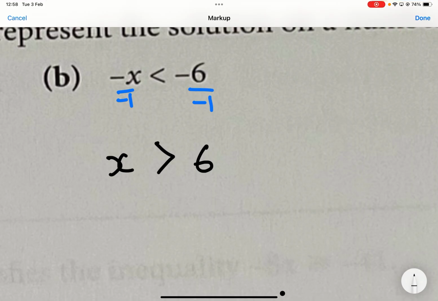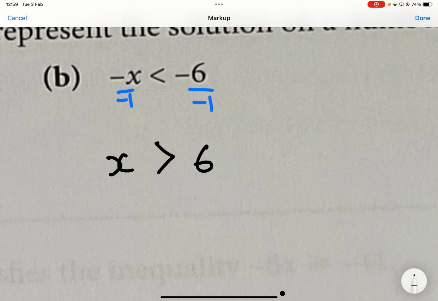So this solution, what are x? X are numbers that are bigger than 6. It can be 6.5, it can be 7. Okay? Let's say my x is 7. If I put it back here, negative 7. Then I compare negative 7 and negative 6. Negative 7 is smaller. Follow? So this condition will make this one correct.